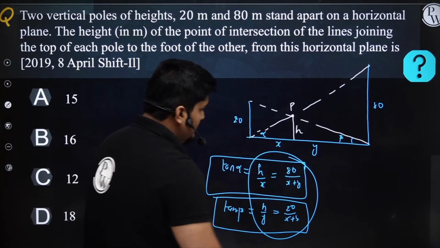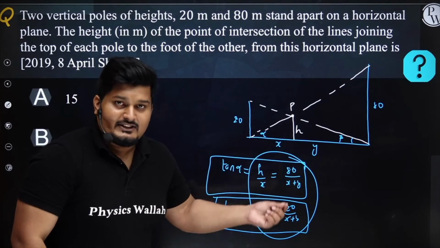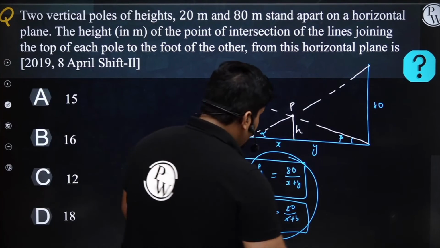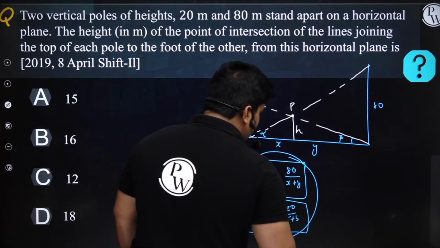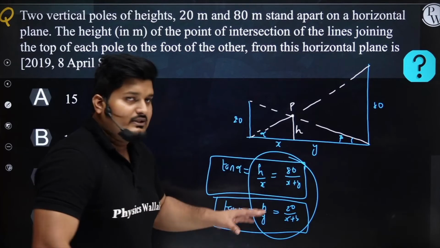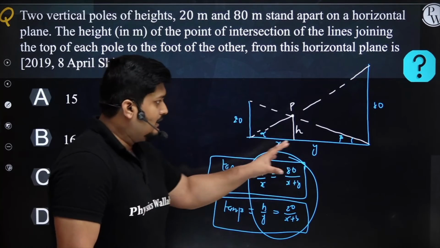Just divide them. Once you divide them, you get the relation between x and y, y by x equal to whatever. Put it back, similar to the question we have done. So I think you will not have any problem in solving problems like these.